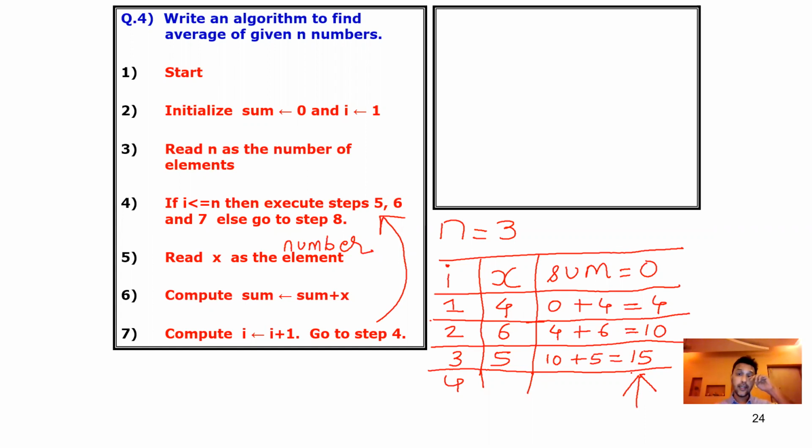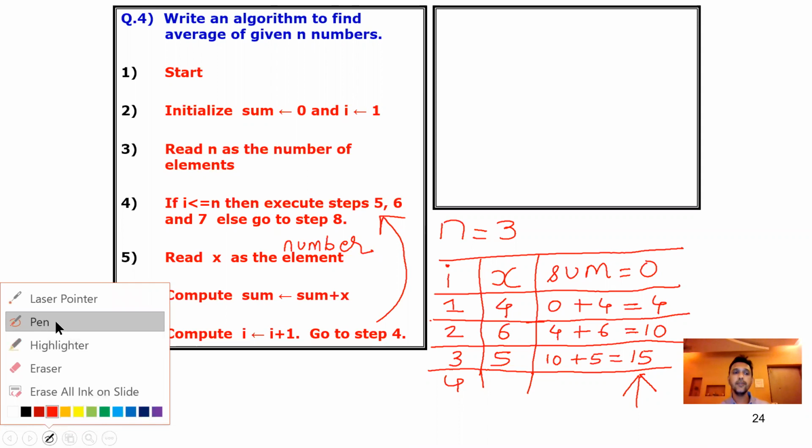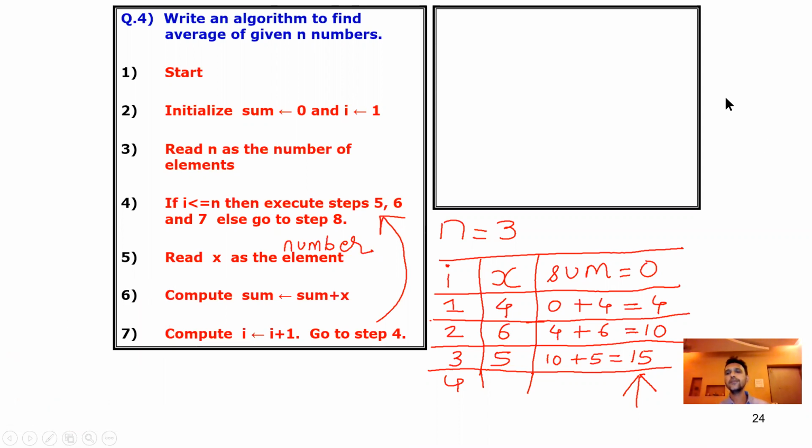Now, step number 8 is very simple. Can you tell me what will be step number 8? Display? No, sorry. Step number 8 is something else. Compute average is equal to sum divided by n. So it will become 15 divided by 3, which will be equal to 5. So average will be 5. And then you simply display average and you stop. So that was the algorithm.